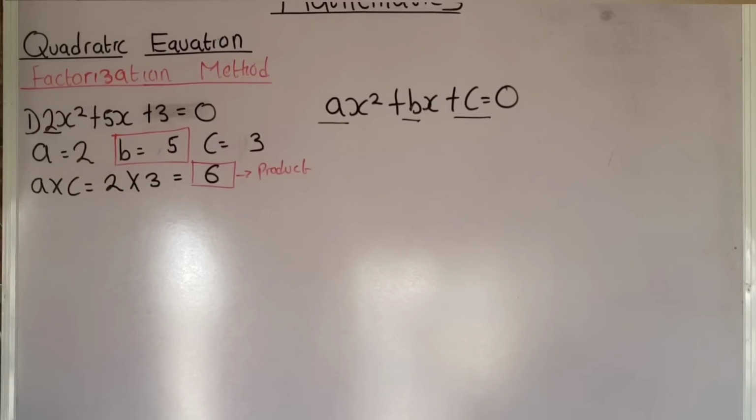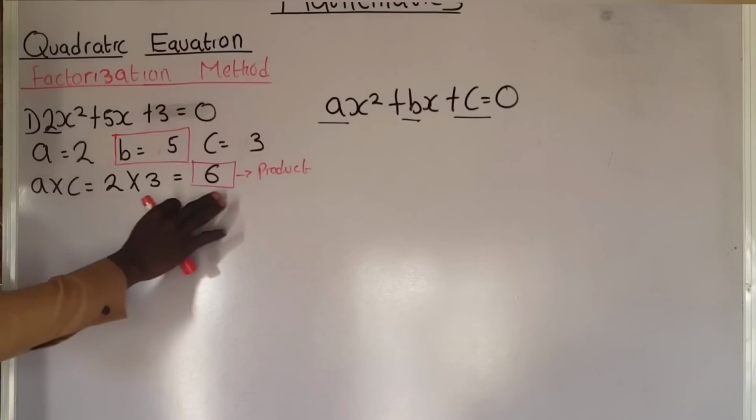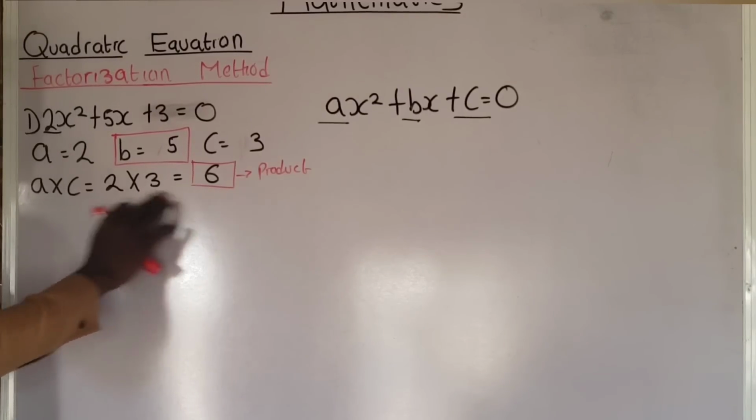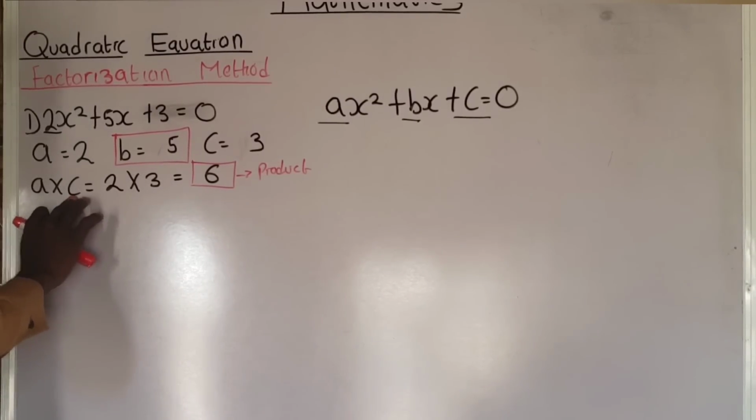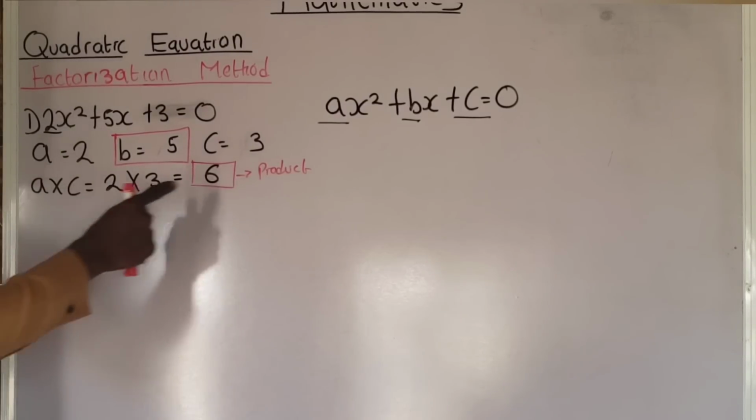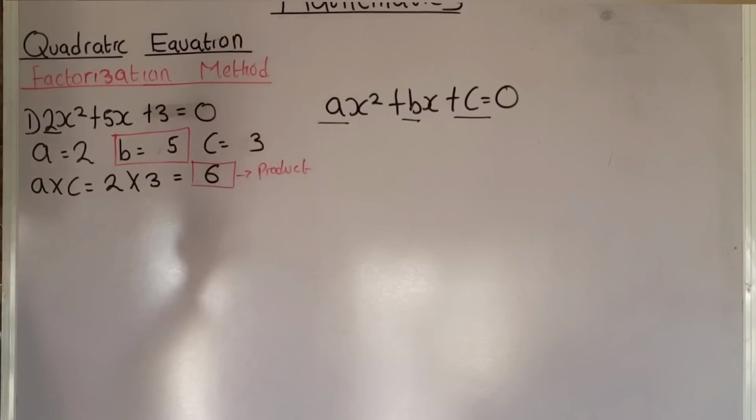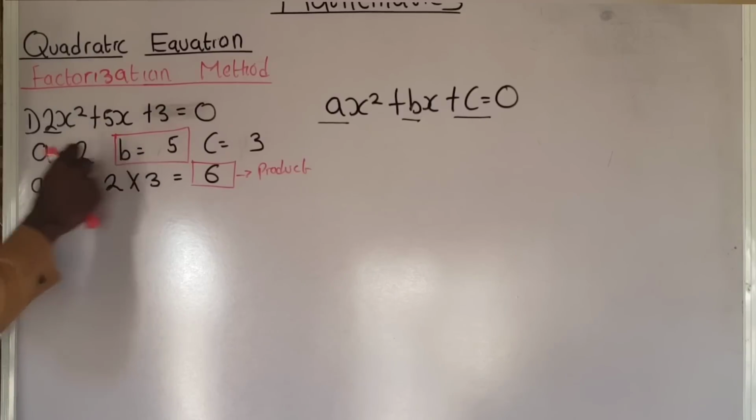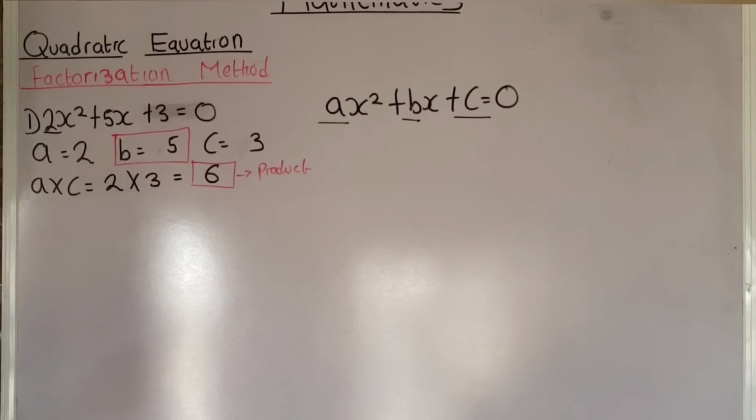Now, the next step is that you have to think of two numbers such that the product of these two numbers will give you the product of a and c. What is the product of a and c? The product of a and c is 6. So when you think of these two numbers, it must give you 6, and when you add these two numbers together, you must get 5. What are those two numbers? Those two numbers are 3 and 2. Okay? Pay attention. Those two numbers are 3 and 2.